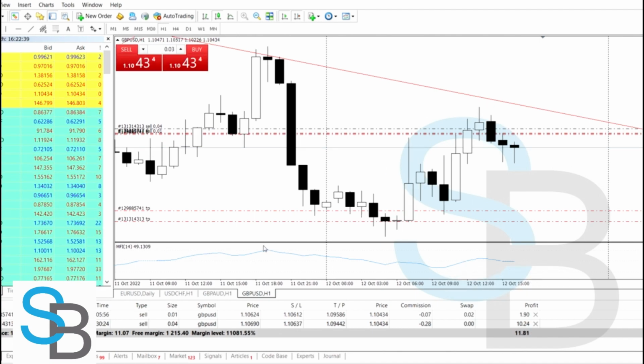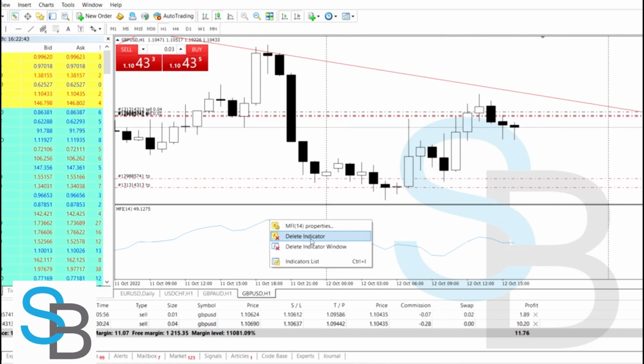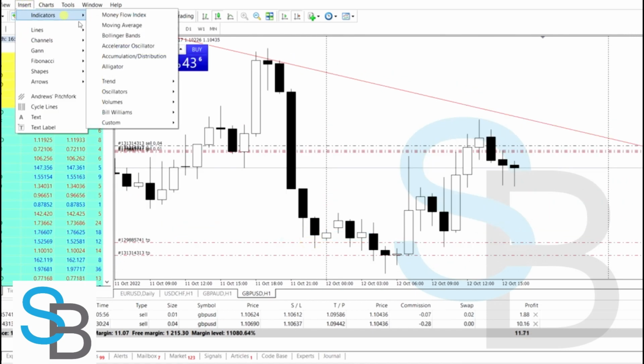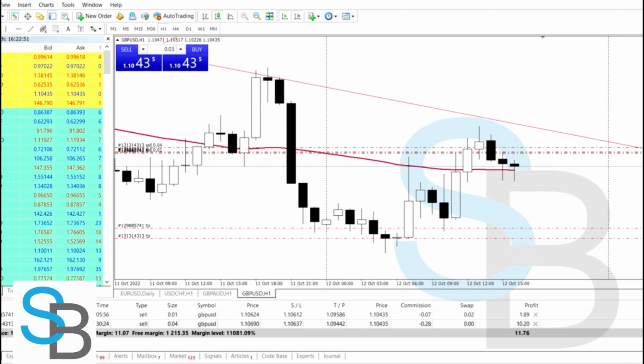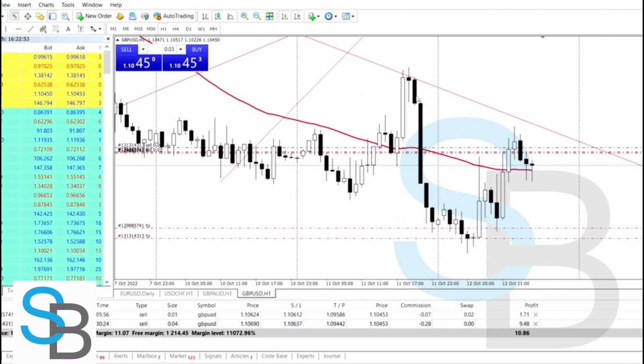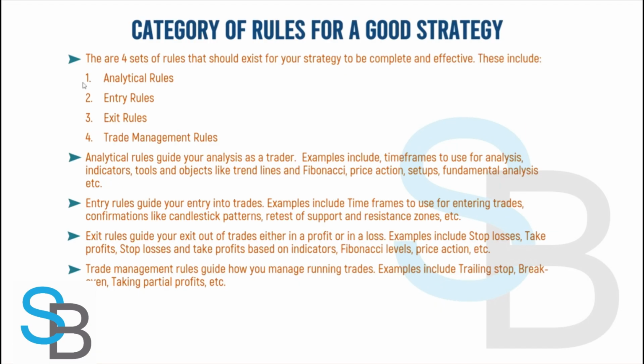That's on the MFI, that's using the MFI indicator, or probably, let me just delete this indicator, or probably you're using the moving average. Okay, the moving average. One of the strategies I'm going to share with you is a moving average strategy. So this could be, these are part of the analytical rules.